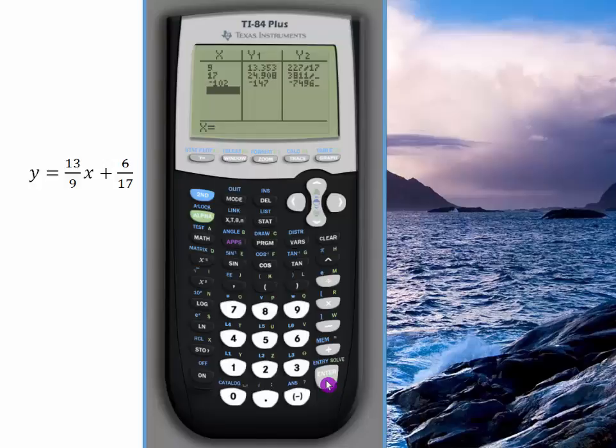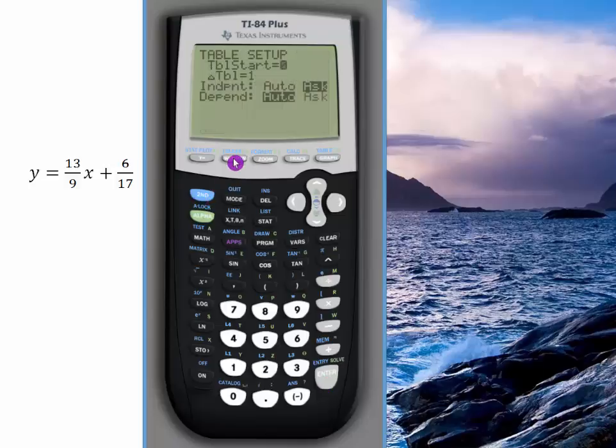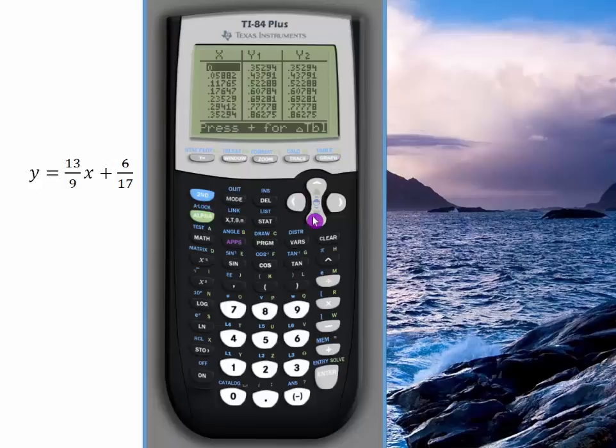Suppose you wanted to count by 17ths while looking at your table. Press 2nd window to open table set. Leave table start at 0 and tell the calculator to count by 1/17. Press enter, switch independent back to auto, and then press 2nd graph to pull up the table. Now each increment in the x-axis is 1/17.